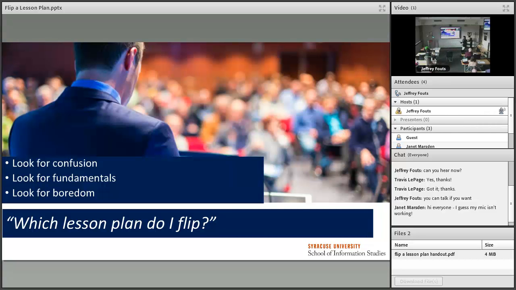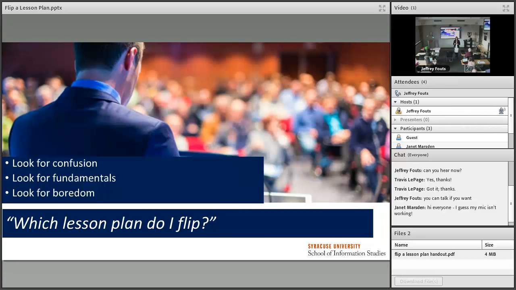Look for fundamentals. Is there something that is very key to your class? Some key fundamental that they have to know, that there's a need to know, that's a fantastic thing to flip. The third one is look for boredom. As I look out over the class today, if I see boredom, I know that's a concept I need to flip for the next lesson plan.